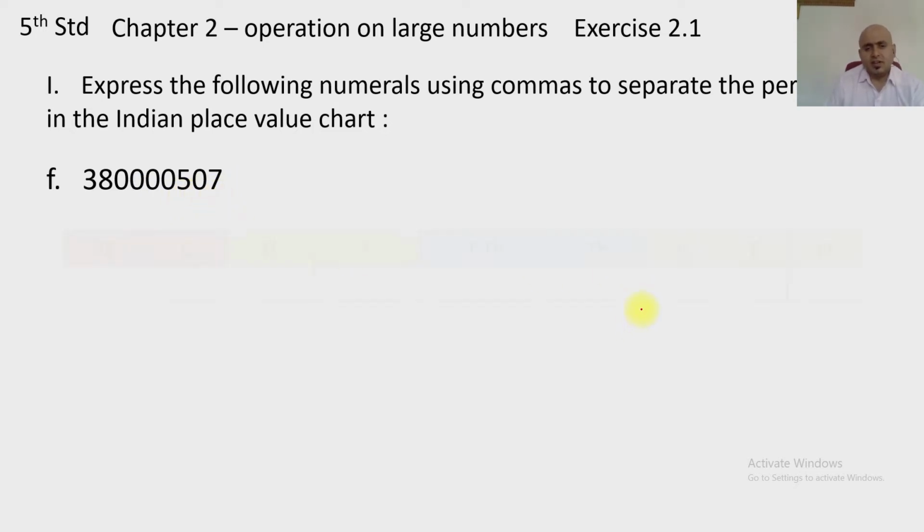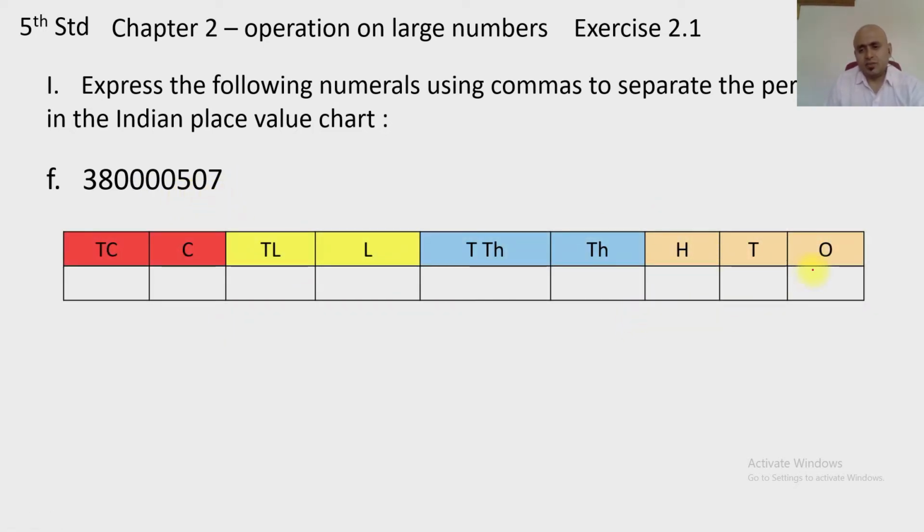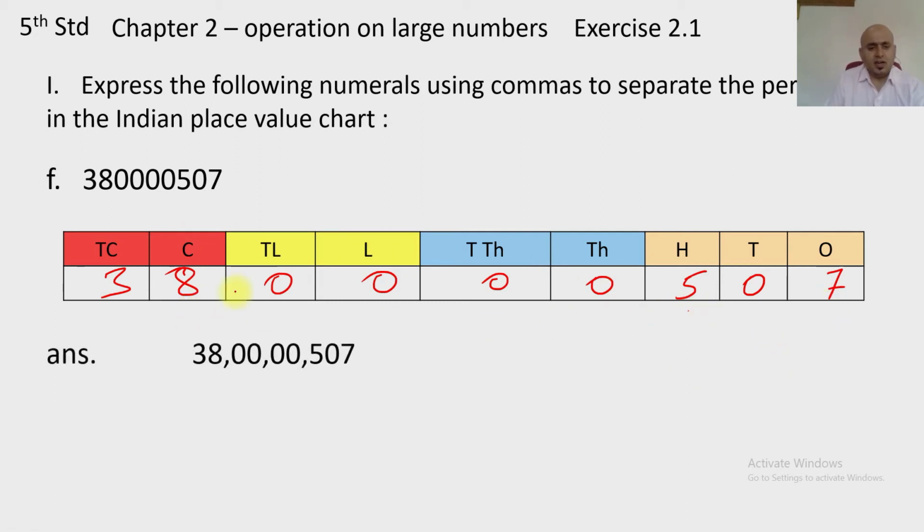38000507. Let us fill it in the Indian place value chart. Starting with ones, that is 7 0 5 0 0 0 0 and 8 3. So this is read as 38 crores, and there is no number in lakhs place, there is no number in thousands place, so the only number is 507. So it is read as 38 crores 507.